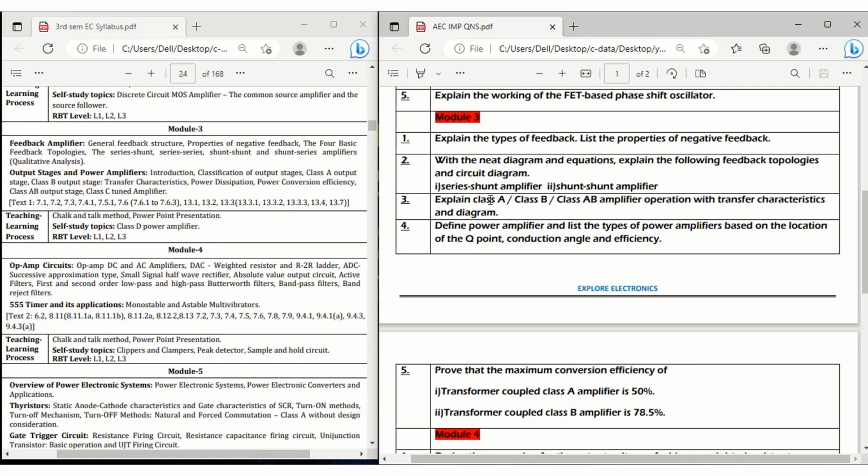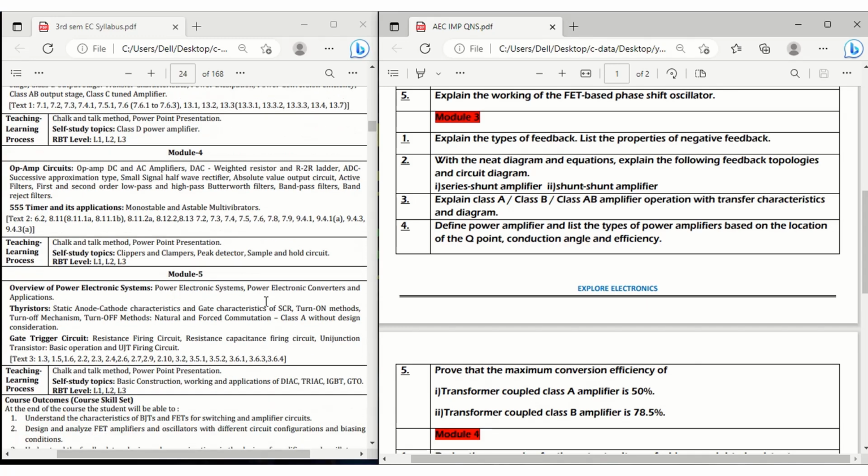And coming to class A, class B, class AB amplifiers, you will get one question on these three. Class A can be asked, or class B or class AB amplifier will be asked. Many times in the previous exams they also ask this question. And coming to the fourth question, define power amplifier and list the types of power amplifier based on the location of the Q point, conduction angle and frequency. And the next question is, prove the maximum conversion efficiency of class A and class B amplifiers as 50% and 78.5%. Likewise, you will get questions in module 3.